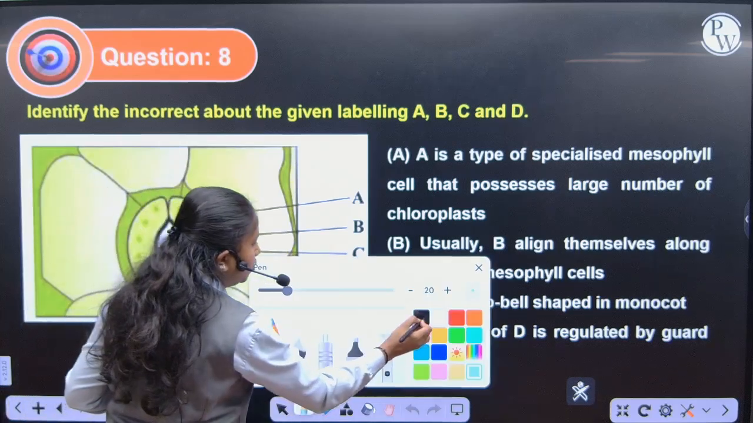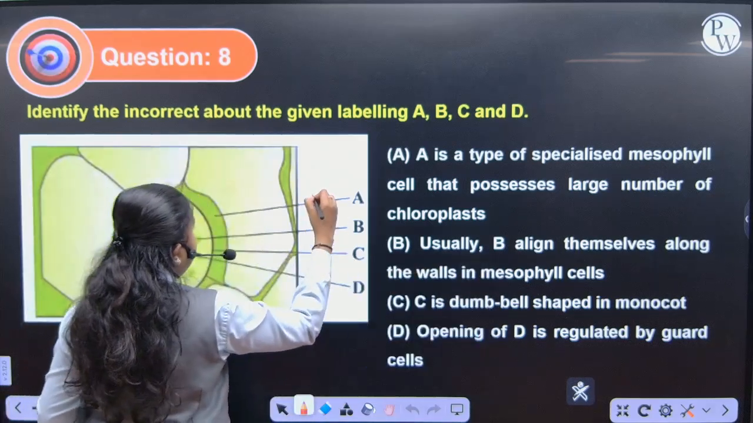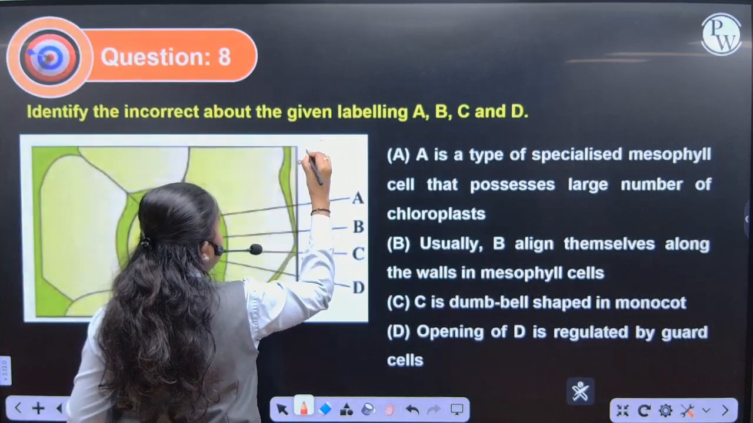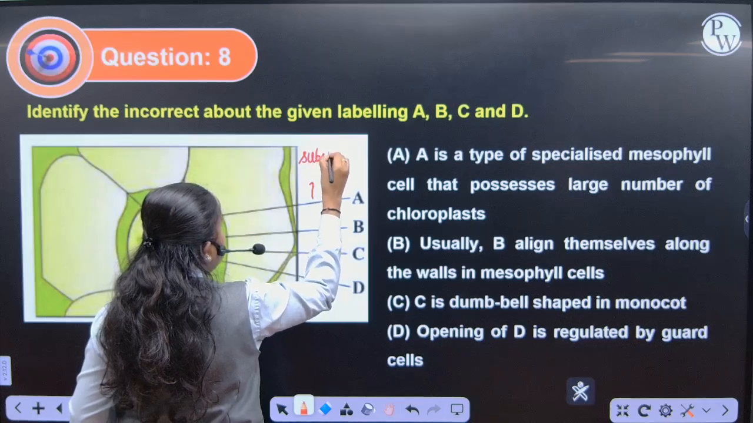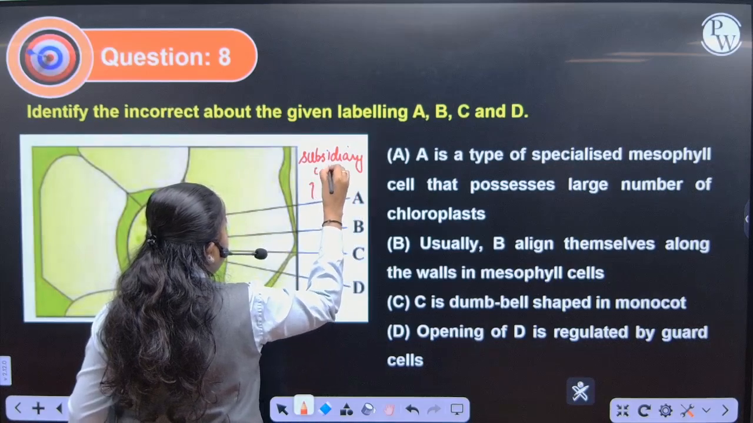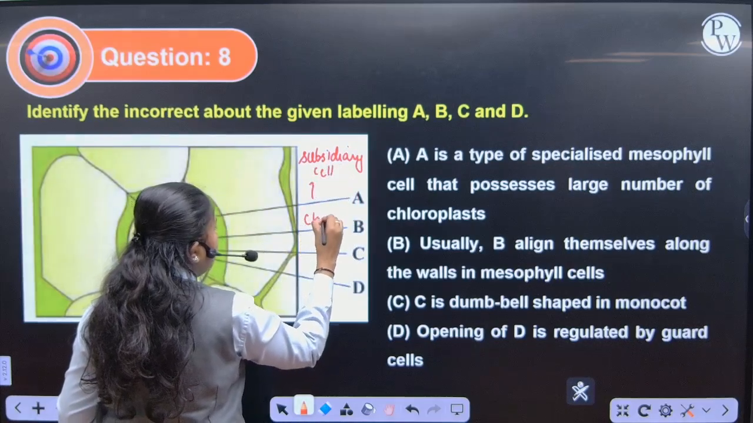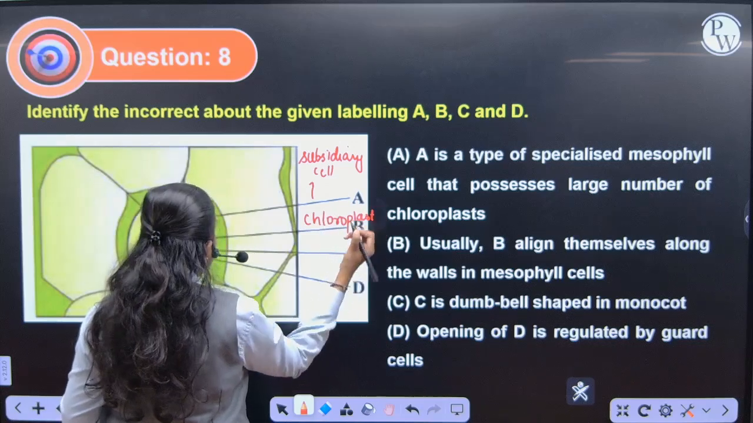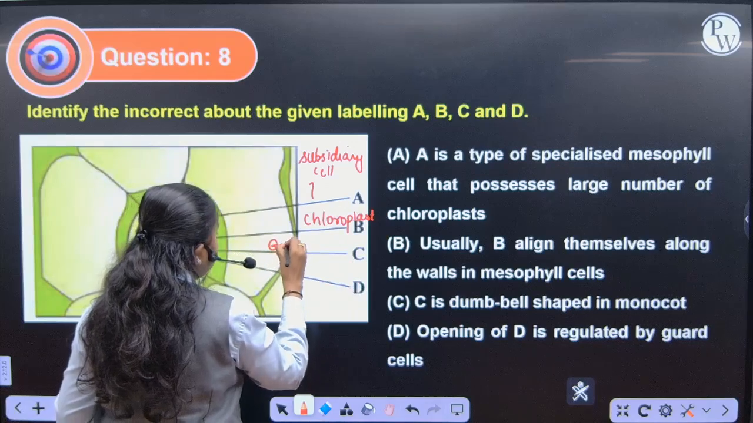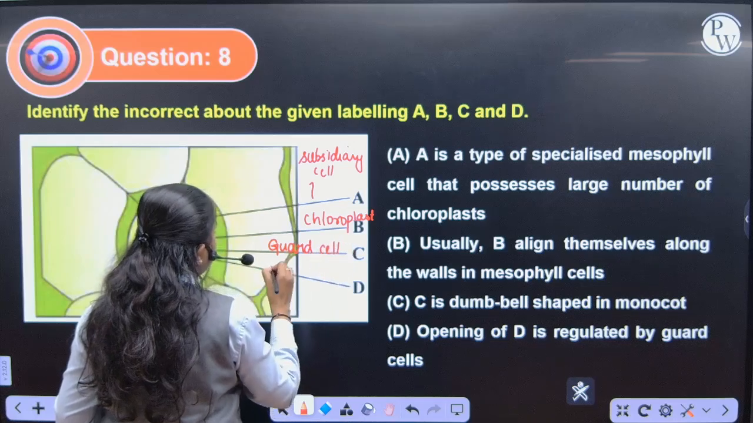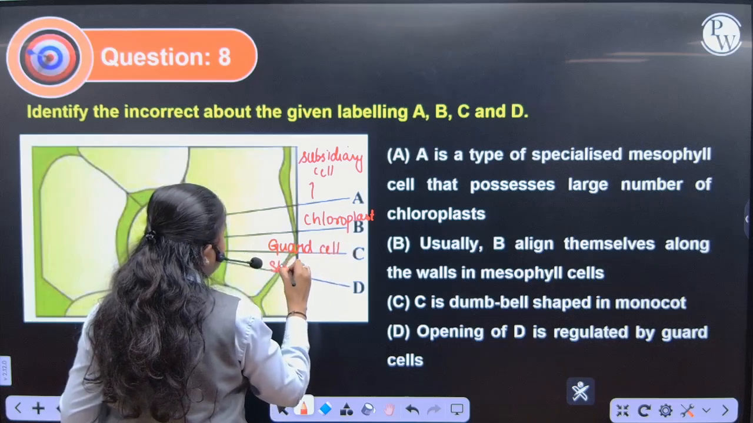is the stomatal opening. So we have here A, which is denoting the modified epidermal cells, which we call subsidiary cells. Then B, denoting the chloroplast in the guard cells. And then C denotes the guard cells here. And D denotes the stomatal opening.